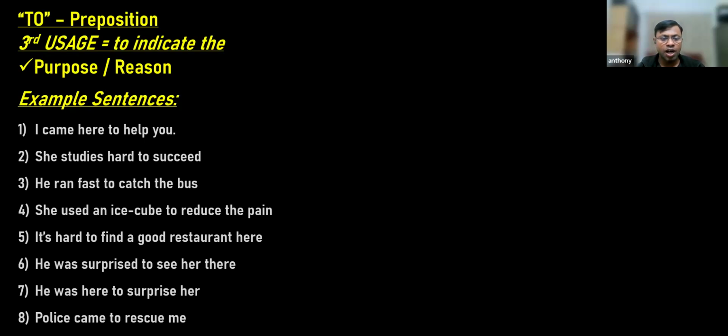Now, fifth one, it is hard to find a good restaurant here. To find a good restaurant, it is very hard. You can find restaurants, but to find a good restaurant, it is very hard. It is easy to find a restaurant, but it is hard to find a good restaurant. Fifth one, can anyone tell me the mistake in the fifth one?